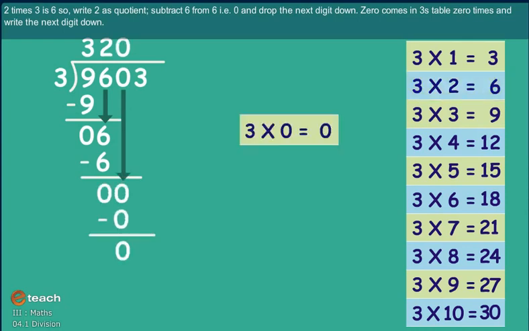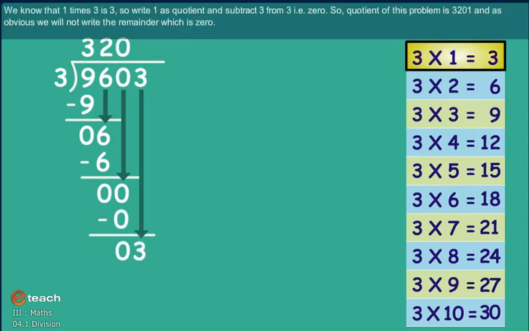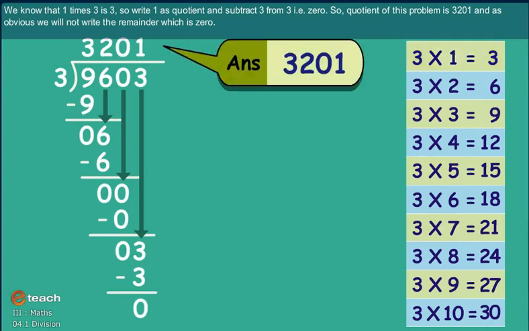0 comes in 3 table 0 times. We know that 1 times 3 is 3. So write 1 as quotient and subtract 3 from 3. So quotient of this problem is 3201 and obviously we will not write remainder which is 0.